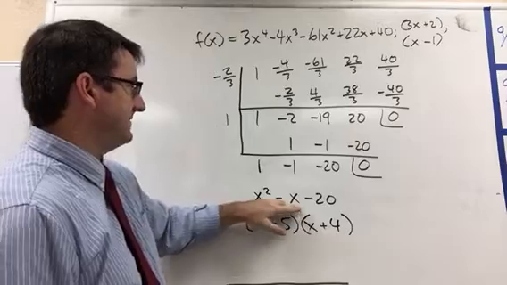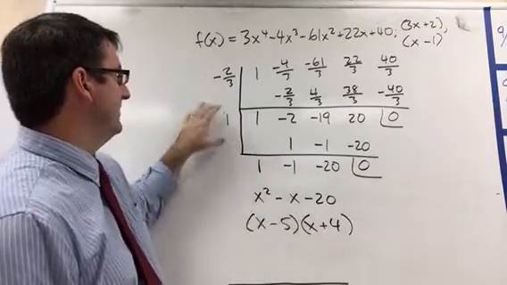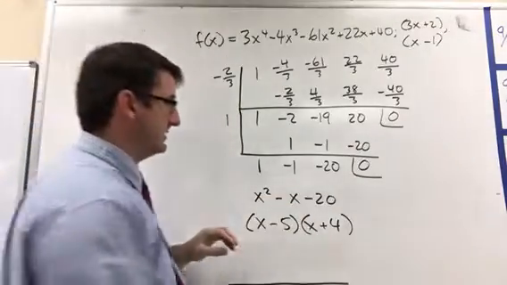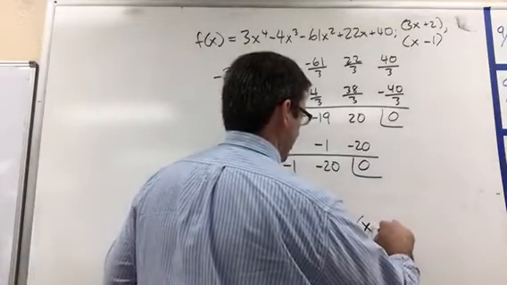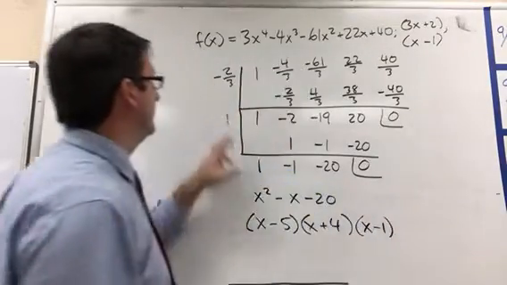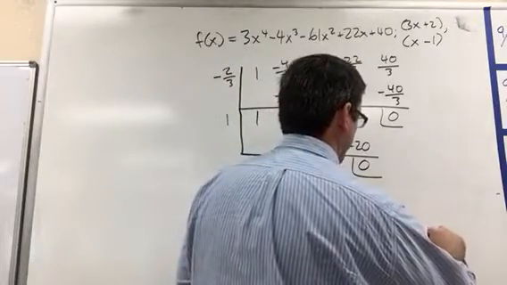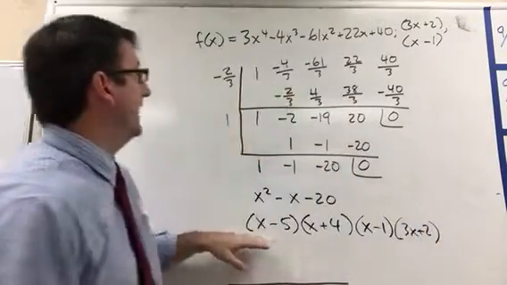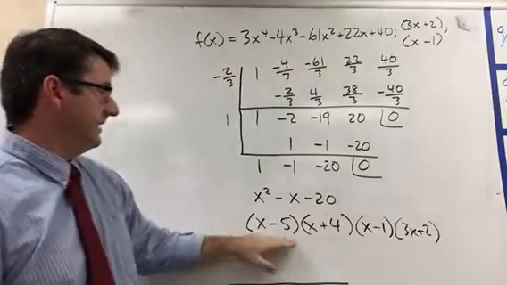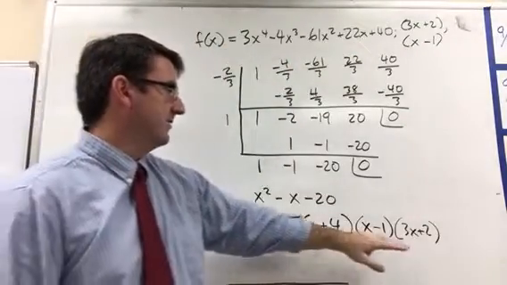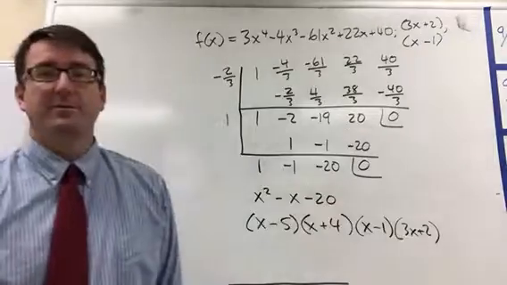So that's this factored, but remember, to get to this, we divided out an x minus 1. So that's going to be a factor. And we divided out 3x plus 2. So that's our other factor. So all of this factored is x minus 5 times x plus 4 times x minus 1 times 3x plus 2.